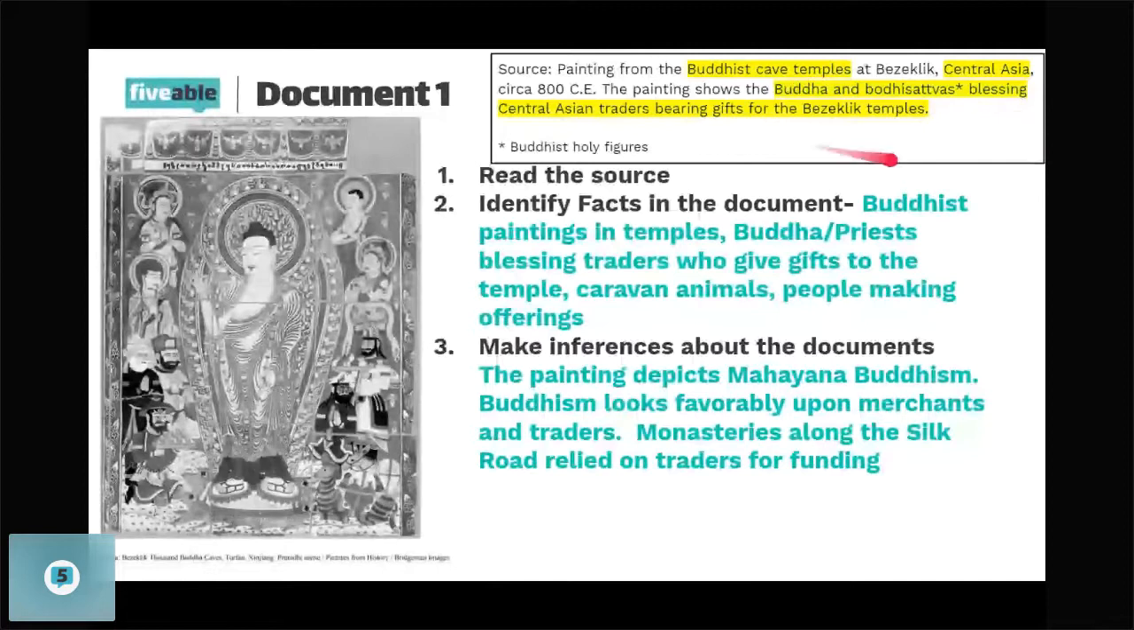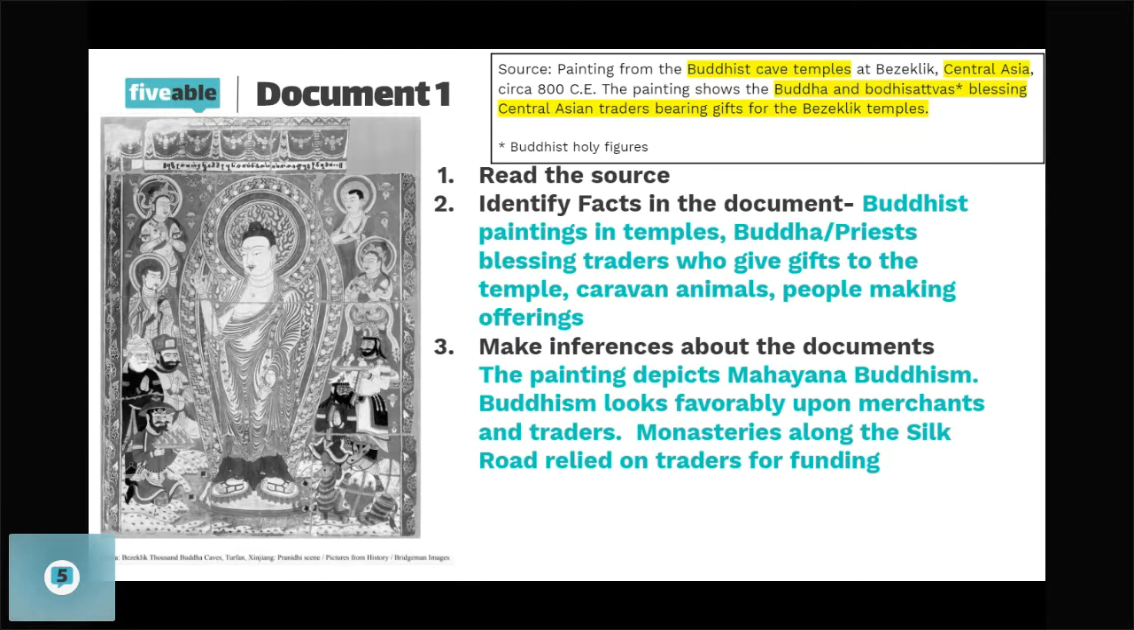And the source usually gives some information away, and it's going to help you out a lot. Okay, so our source is a painting from the Buddhist cave temples. One of the big things we were looking for was cultural beliefs, right? So Buddhism's a cultural belief. So we know this is probably going to be what Buddhism says about merchants, right?